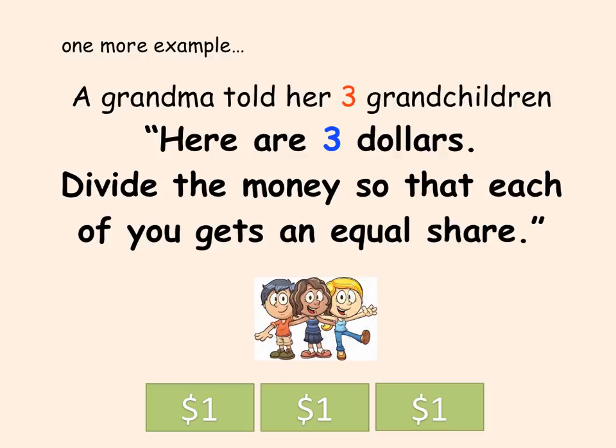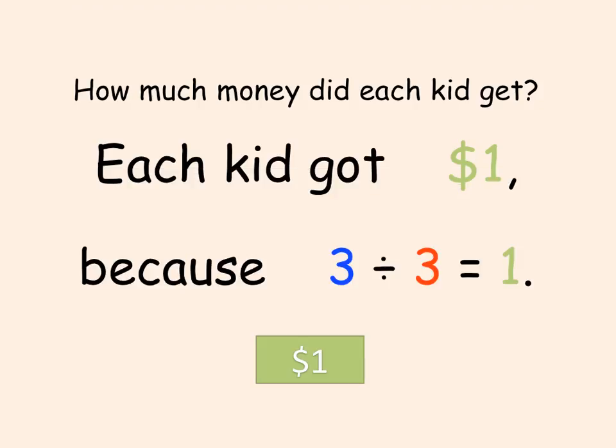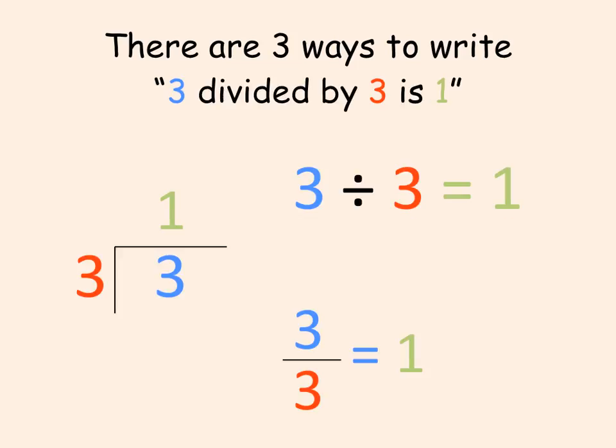One more example. A grandma told her 3 grandchildren, "Here are $3. Divide the money so that each of you gets an equal share." How much money did each kid get? $1, because 3 divided by 3 is 1. And there are 3 ways to write 3 divided by 3 is 1, same as the other ones. Here they are.